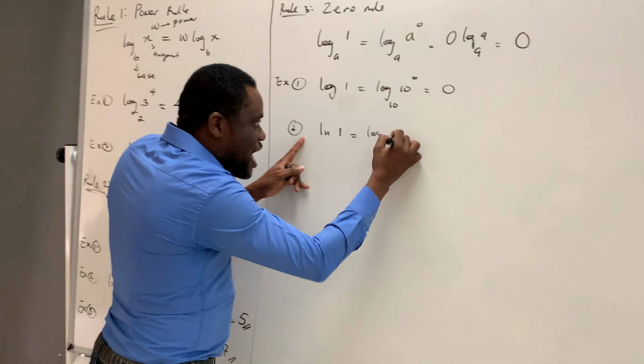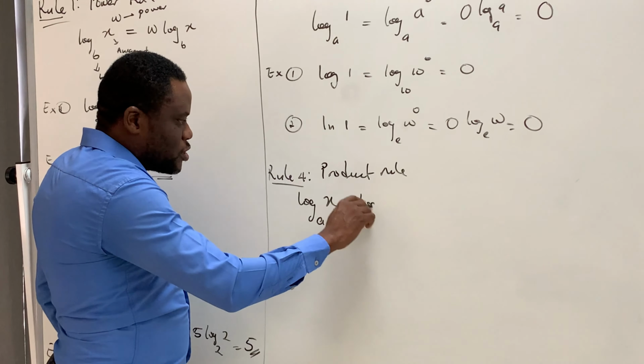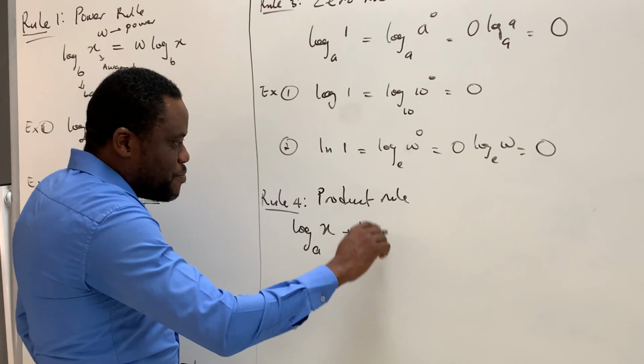We will make it. Let's go to the fourth rule. The fourth rule, let's call it product rule. That is, we have log in base A of x plus log in base A of y. Now we have two logs here. Log in base A is common. Choose one. So we have log in base A. Addition becomes multiplication. So we have x times y. Let's do an example.